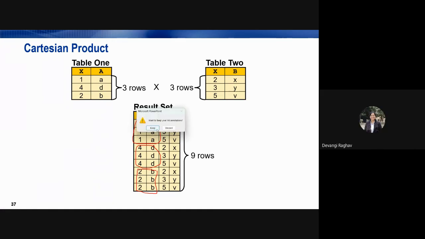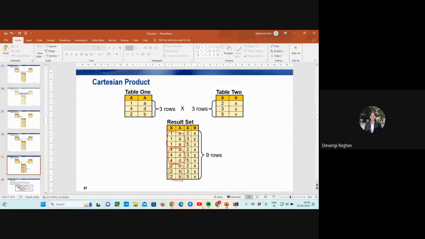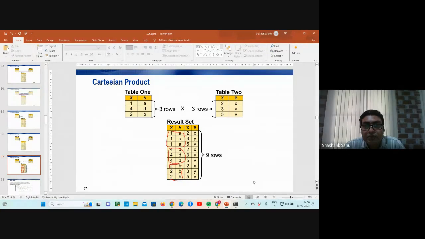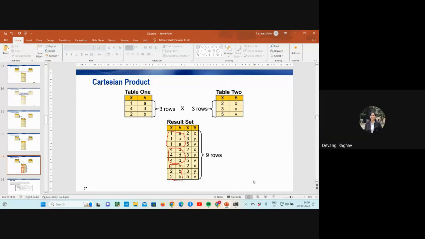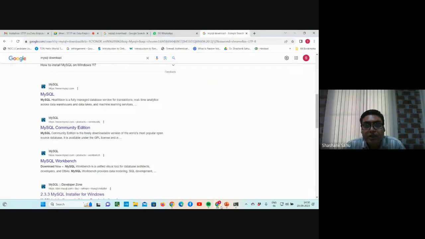From the previous slide, I guess we can take the data from the first table. First of all, we have to consider all the rows of table one, which will match with all the rows of table two. That is, the first row of table 1 will match with all the rows of table 2. Then the second row of the first table will cover all the rows of table two. Similarly for the third one. Okay, good, good.